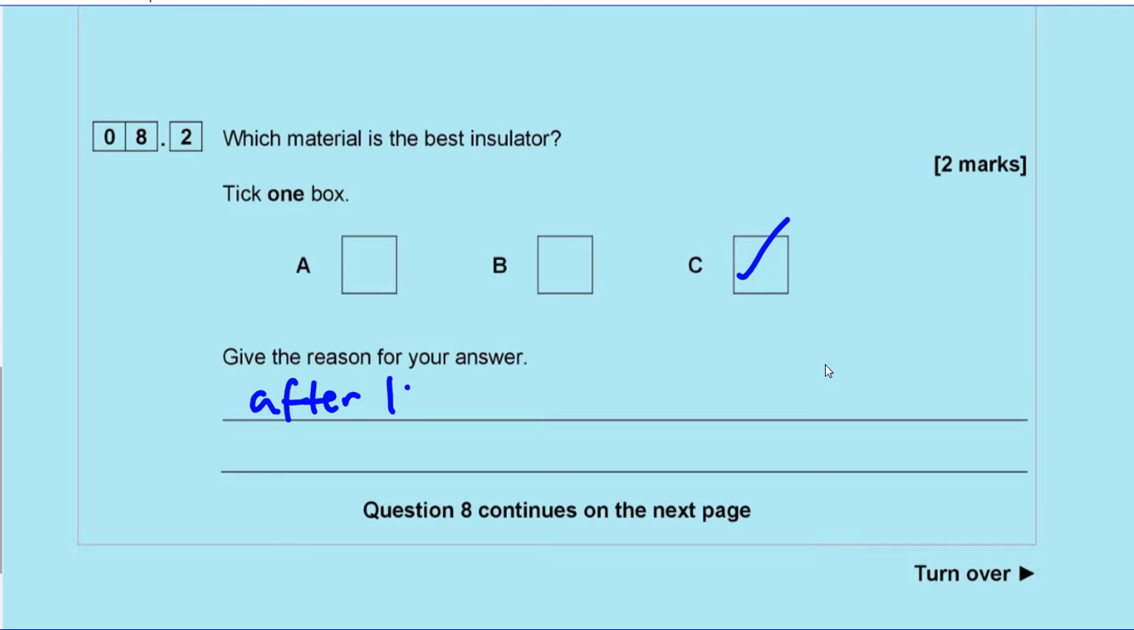Very simply, after the 10-minute period of the experiment, C had the lowest temperature.